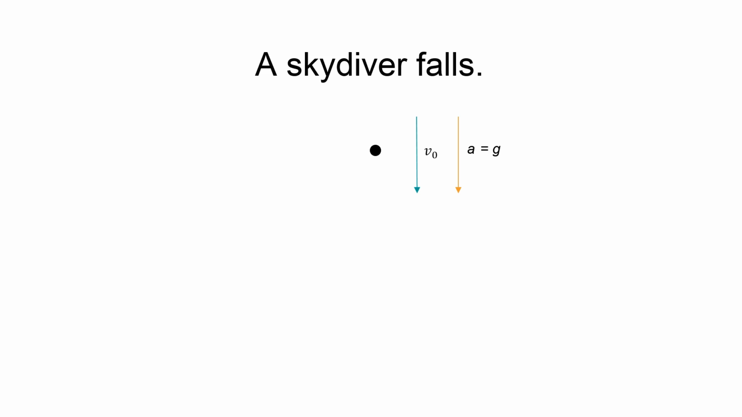At some initial time, the skydiver is at some initial height. At a later time, the skydiver is lower than she was previously. The acceleration should still be that of gravity, but the velocity should be greater than it was before, so we'll make that arrow larger and adjust its label.